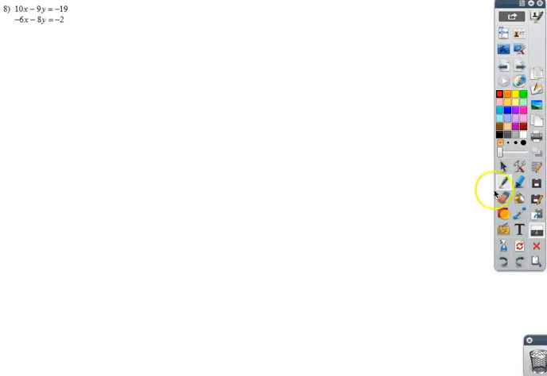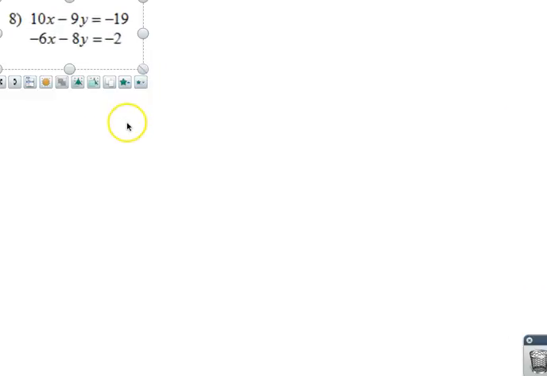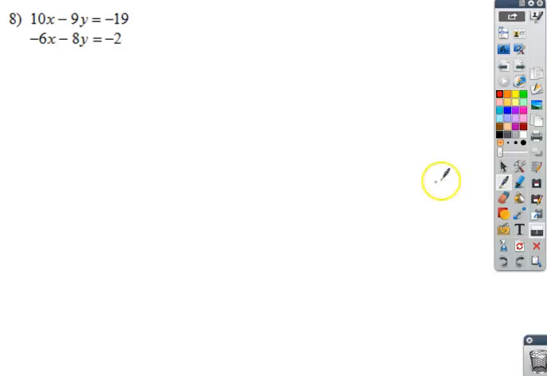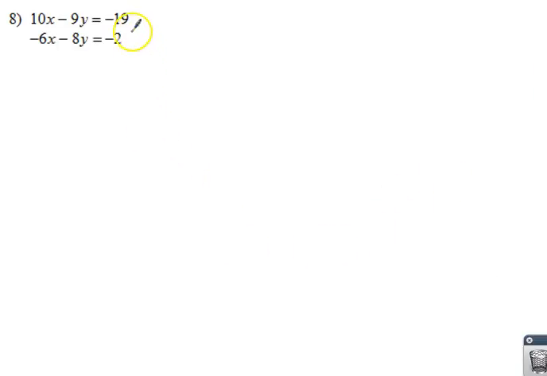Okay, number 8 here. Quite the interesting problem. Again, I've got choices here. Now, I'm going to pick the x's here only because, look, one's a 10x and one's a -6x. One's positive, one's negative. That means all I have to do is make them look the same. I don't have to introduce a negative. If I try to make the y's look the same, that would mean I would have to introduce a negative there, and if I can avoid doing that, I'm going to.